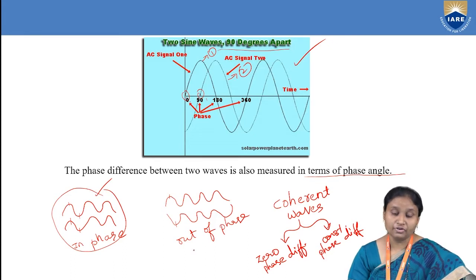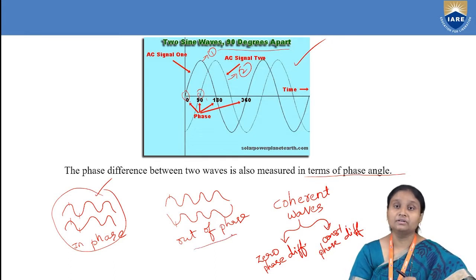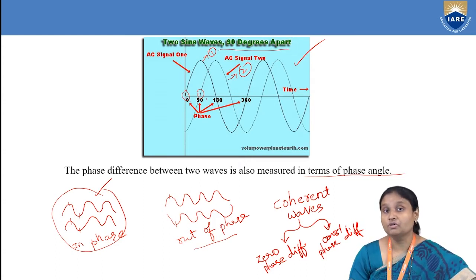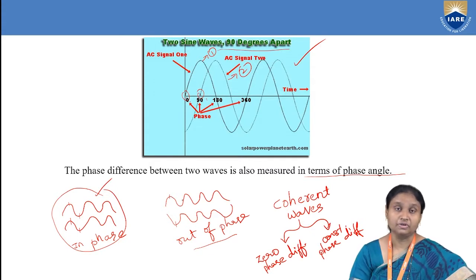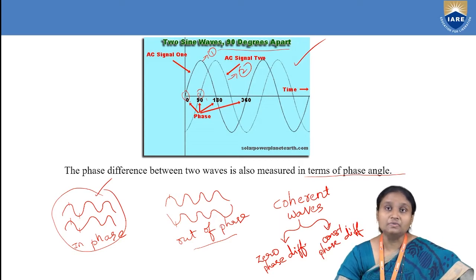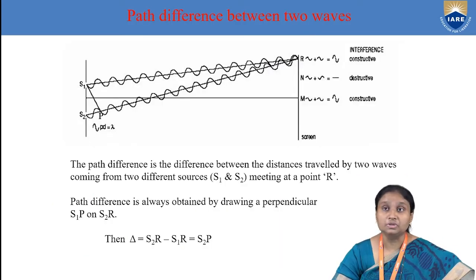And of course, out of phase, as I told you, is where the positions are not matching and they are completely out of phase, with a difference of 180 degrees, where the crest of one wave falls on the trough of another wave. So this is about the phase difference between two waves. Now next we'll talk about path difference between two waves.